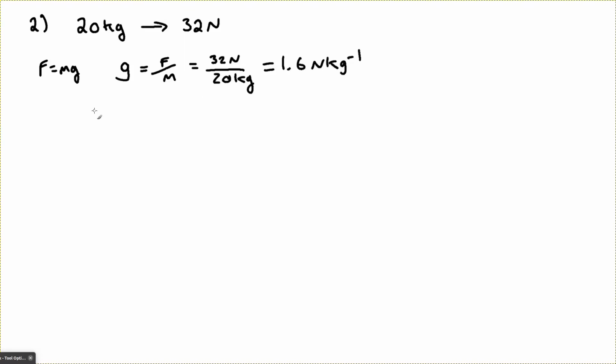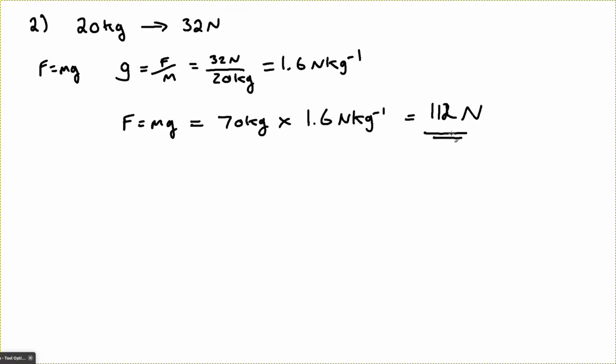What we're then told is what force is going to act on a 70 kilogram mass, an astronaut of 70 kilograms. Well, if we've got 1.6 newtons acting per kilogram, the force acting on that astronaut is simply going to be the mass of the astronaut, 70 kilograms, multiplied by the gravitational field strength of the moon, which we've already established using the smaller mass is 1.6 newtons per kilogram, and we will get a force of 112 newtons. And so that is the answer to question 2.